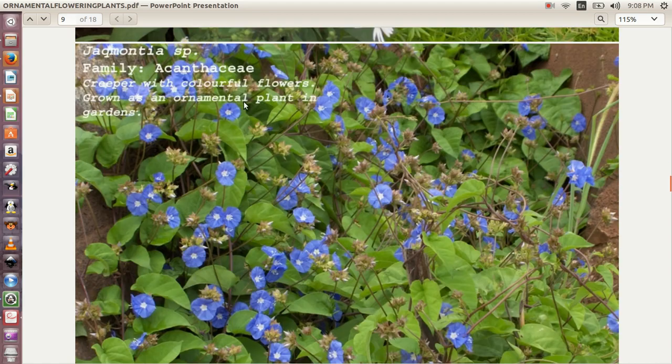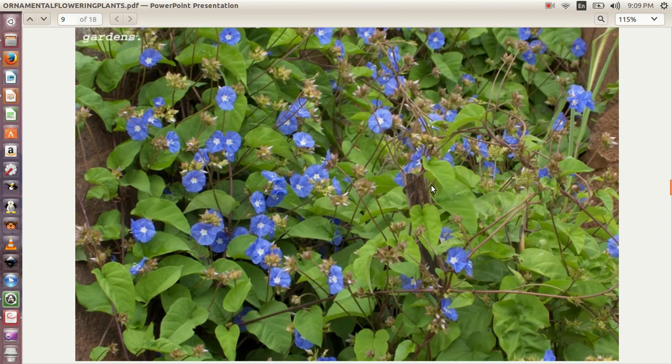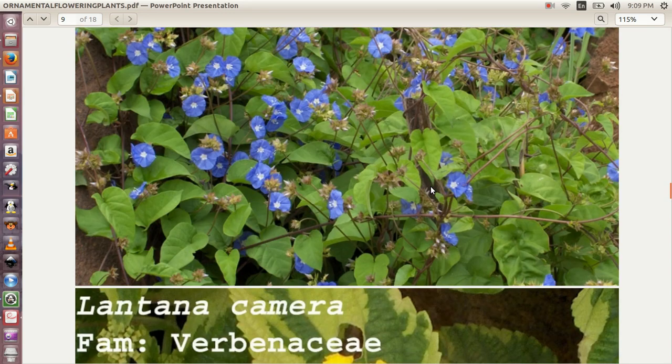This is a commonly grown garden plant, and it has wonderful colored flowers with a white center that gives it a distinct nature. It is called Jacquemontia species. It belongs to Acanthaceae. It's a creeper with colorful flowers. It is grown as an ornamental plant in gardens, and this is also one more wonderful ornamental plant that you can grow in your garden.